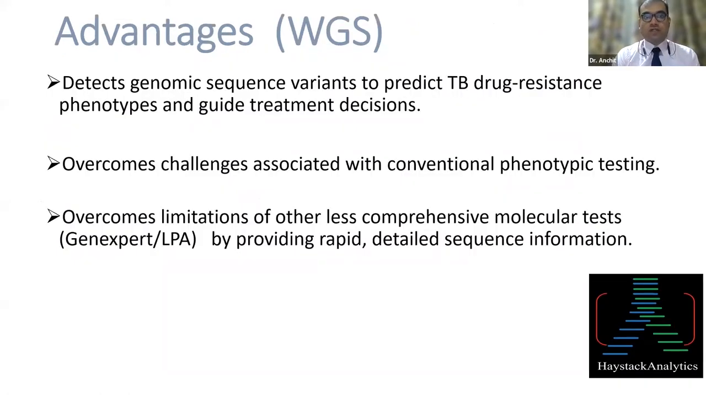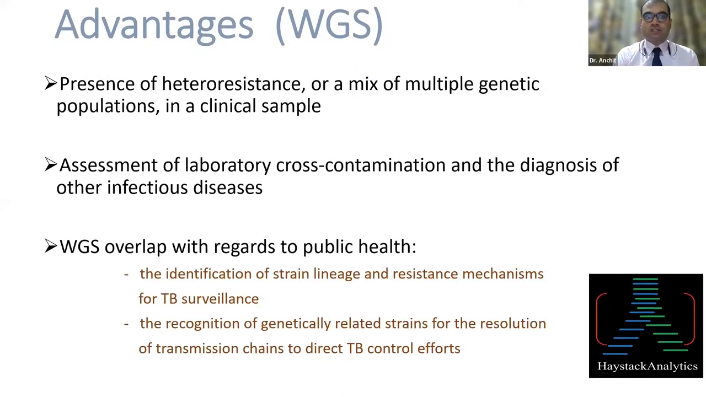So what are the advantages? We can see that it detects genome sequence variants to predict TB drug resistance phenotypes and guide treatment decisions. It overcomes challenges associated with conventional phenotypic testing. It overcomes limitations of other less comprehensive molecular testing by providing rapid, detailed sequence information. It also tests for the presence of heteroresistance, or a mix of multiple genetic populations in a clinical sample.